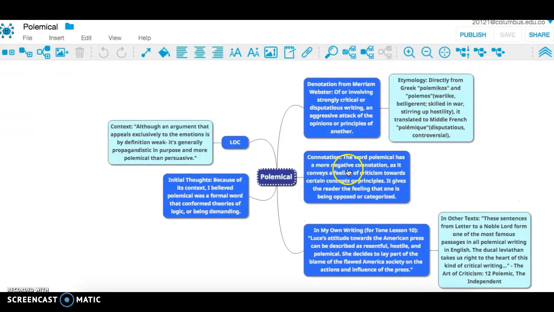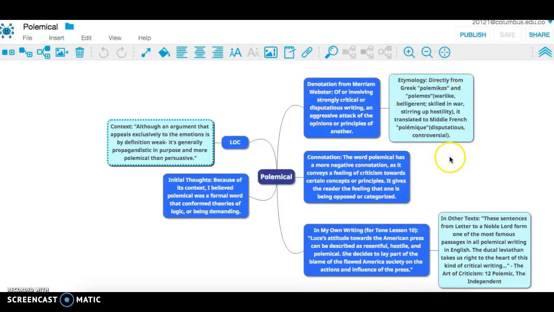So my third word is polemical. I got it from the language of composition document, and this is the context that I got it from. So my initial thoughts after reading the sentence was that polemical is a formal word that conforms theories of logic and something that is being demanding and is very straightforward and irrefutable. But then I looked at the denotation of Merriam-Webster, and it is of or involving strongly critical or disputatious writing, an aggressive attack of the opinions of principles or of others.